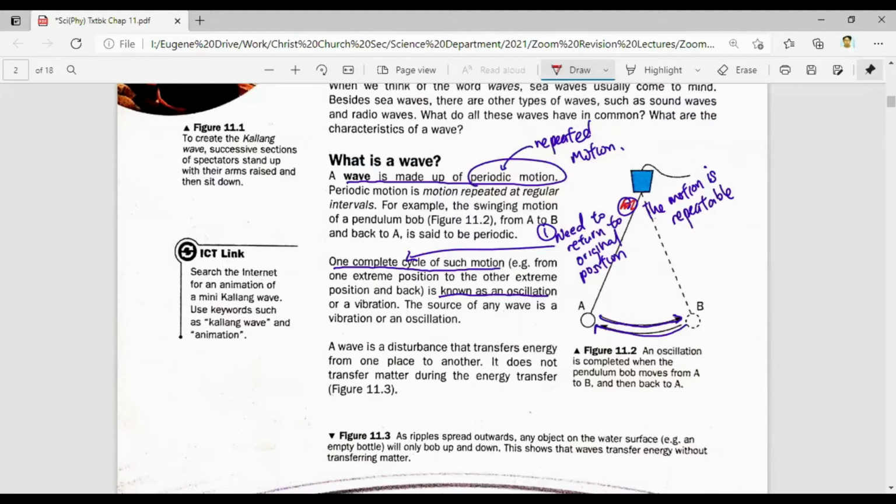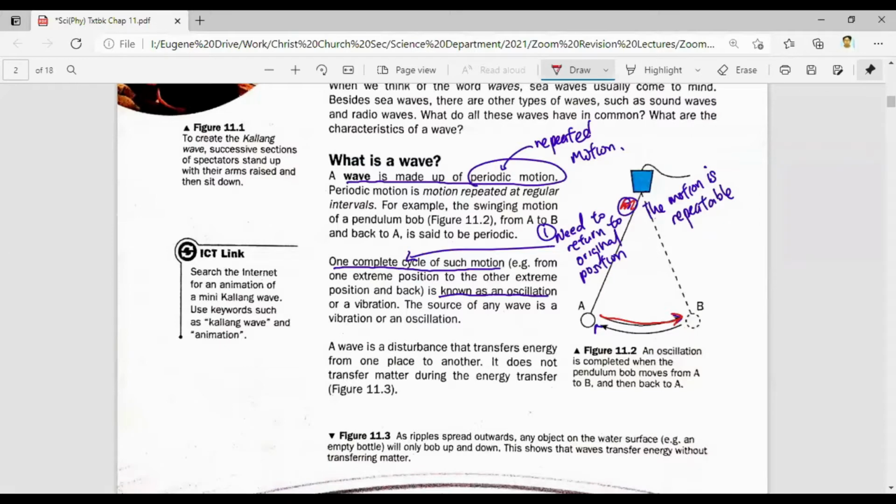Okay, some people's common mistake is that they say, okay, A to B itself is a complete motion. This is known as an oscillation. So the red color here, wrong. It is not an oscillation. Okay, because what do I mean by it's not repeatable? You see, when the ball goes from A to B, can I repeat this motion again?